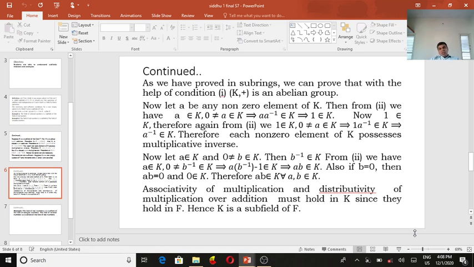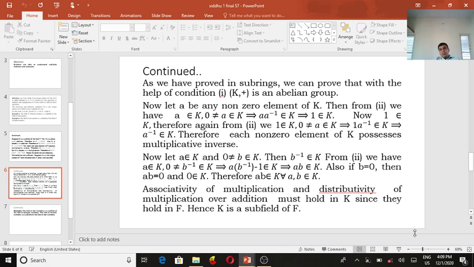Any field has an inverse and unity, and then suddenly you can use the field form. Now let A belongs to K, a non-zero element B belongs to K, then suddenly B inverse is in K. This way A belongs to K, B inverse is in K, so A times the inverse of B inverse belongs to K. What is the inverse of B inverse? It is B itself. So AB belongs to K.